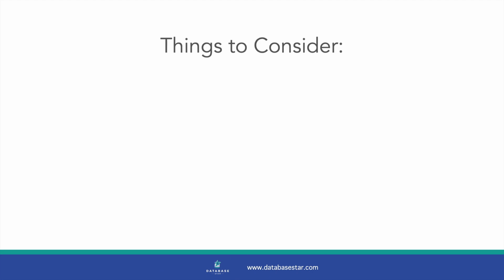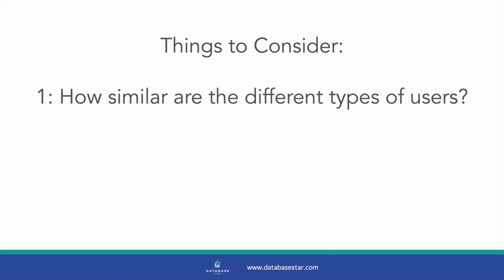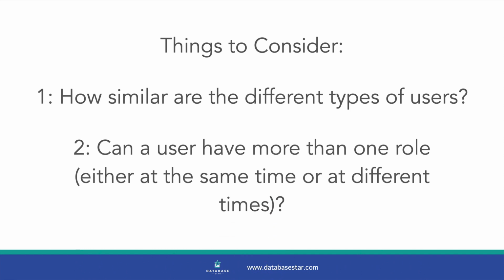We've seen the two options. There are advantages to each, and the option you choose for your design comes down to a few considerations. Here are 2 questions you can answer about your design to help decide which option would be better for you. First, how similar are the different types of users? Do they have mostly the same data and functionality, or are they quite different? The more similar they are, the more likely that the single table approach would work better. Question 2, is it possible for a user to have 2 or more roles at once, or move between roles in their lifetime? If so, then the first option of a single table is probably easier.